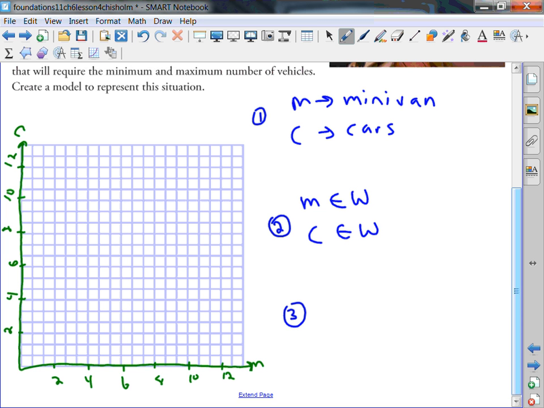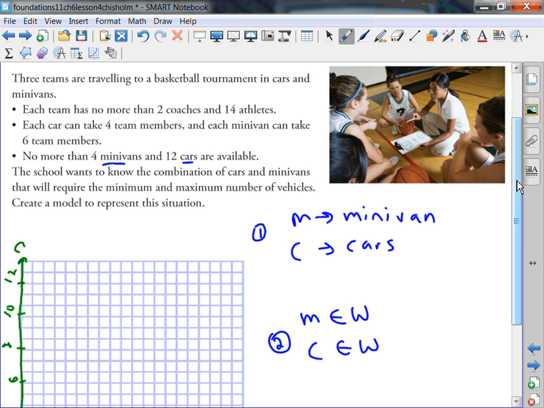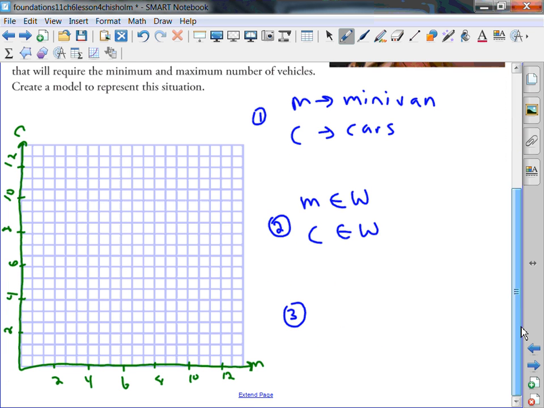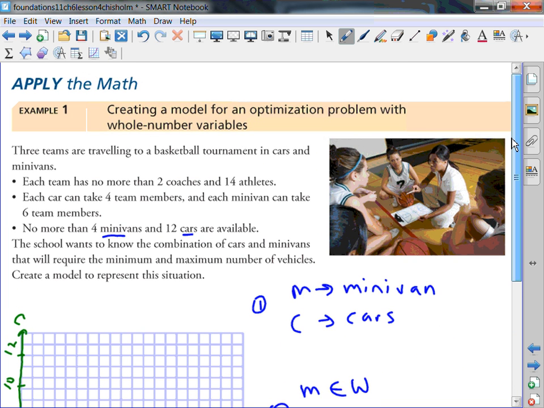Now in this case, we're going to talk about the constraints for the cars and the minivans. It says no more than 4 minivans and 12 cars are available. So we'll start with that. No more than 12 cars, no more than 4 minivans. So our constraint for the cars is that C is going to be less than or equal to 12. And the constraint for the minivan is that M is going to be less than or equal to 4. No more than 12 cars, no more than 4 minivans. But back at the beginning of the question, we saw it said something about 3.